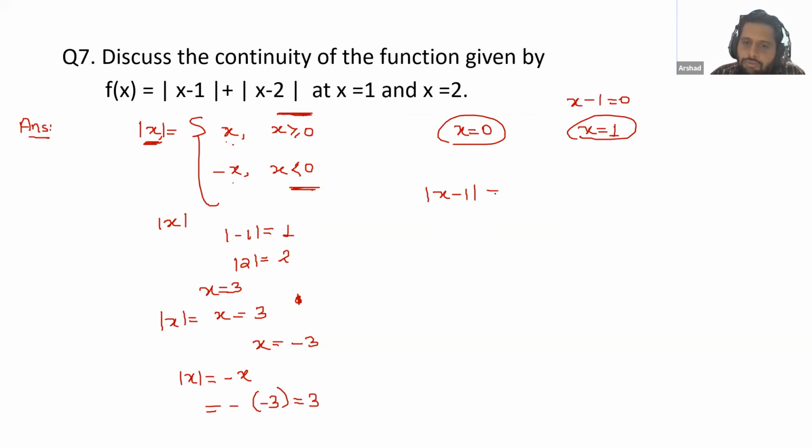So this becomes: x greater than or equal to 1 and x less than 1. So for greater than or equal to 1, it is x minus 1. And for less than 1, it is minus of x minus 1. Is it clear?